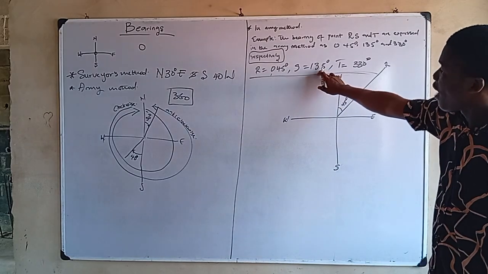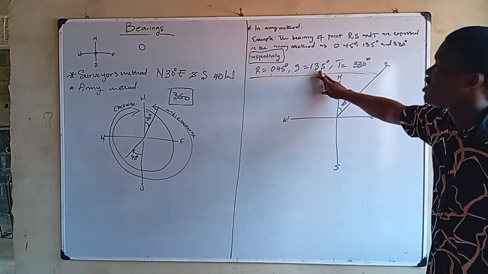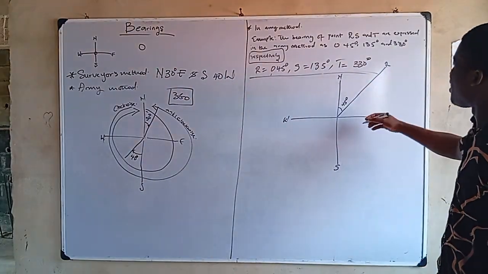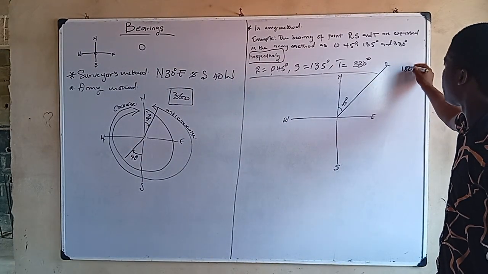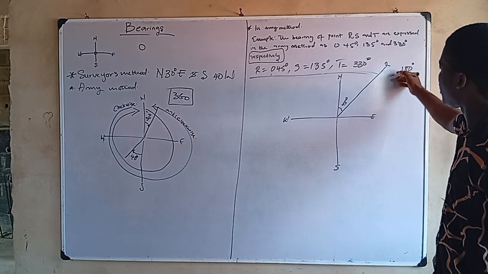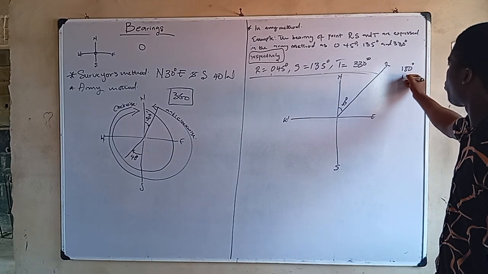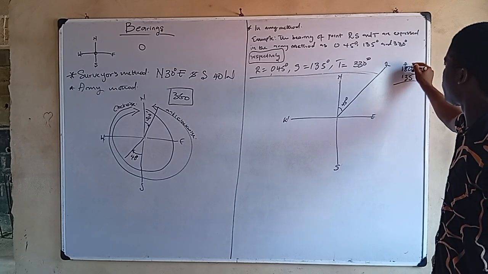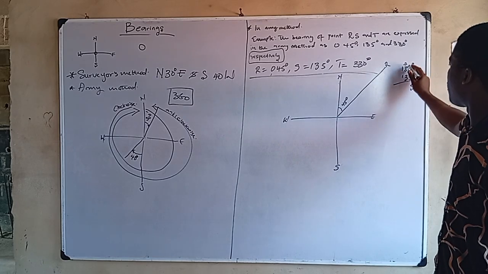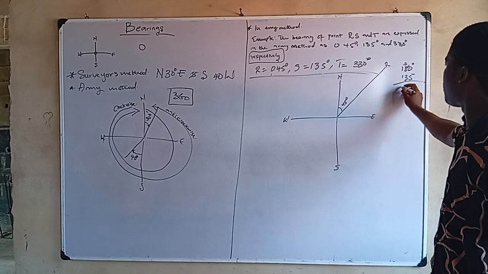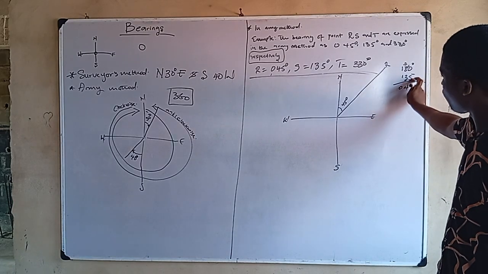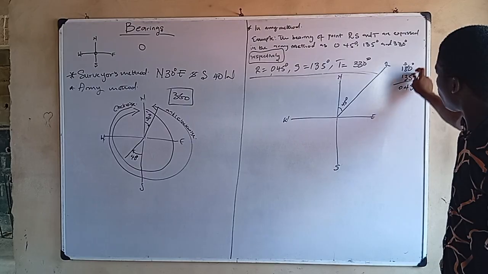Now, we are having 135 degrees. What is 135 degrees? Is it greater than 180? No, it is less than 180. Let us know how many we use to get 180. When you add 45 to 135, it will give you 180.